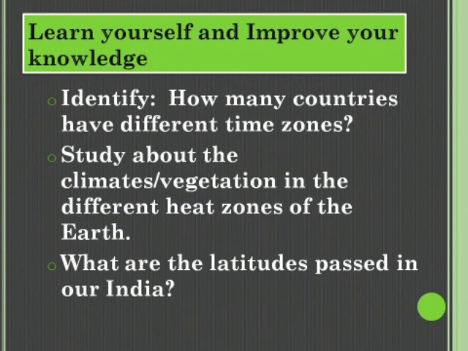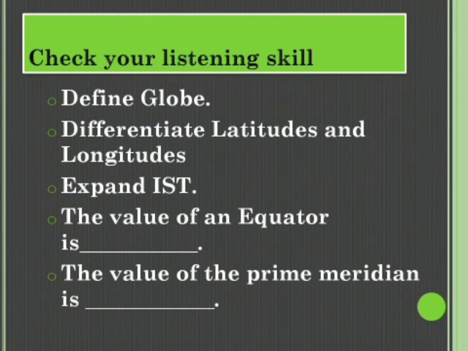Check your listening skill, children. Define globe. Differentiate latitudes and longitudes. Expand IST. The value of the equator is dash. The value of the prime meridian is dash.